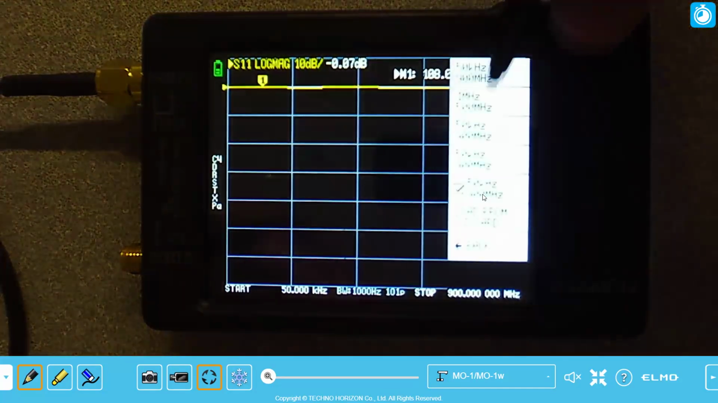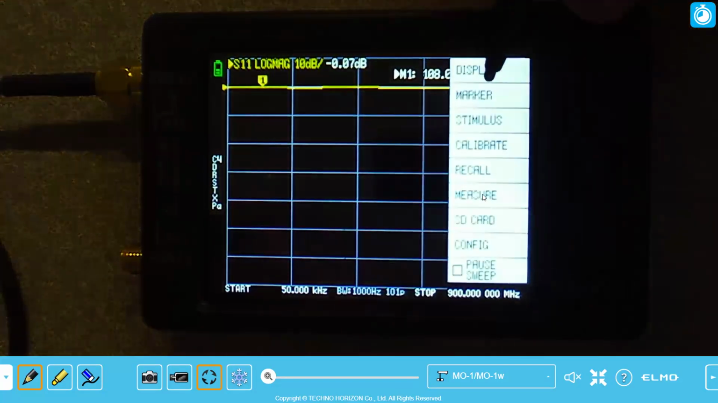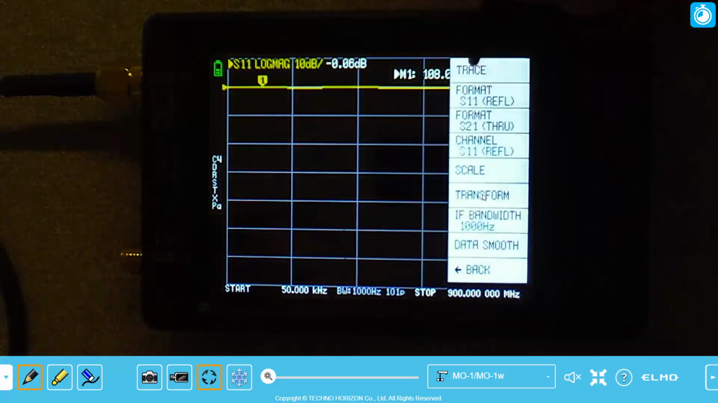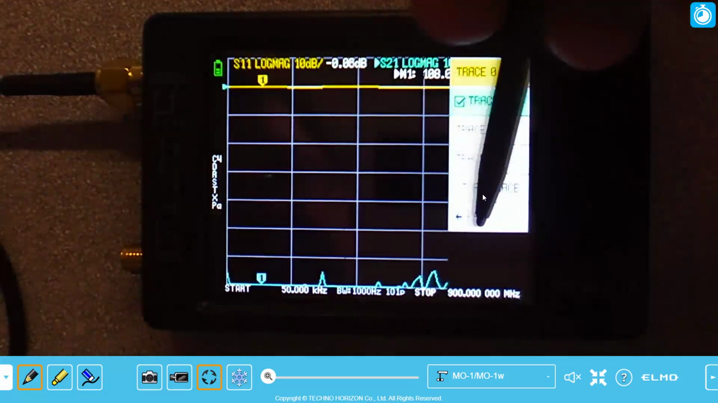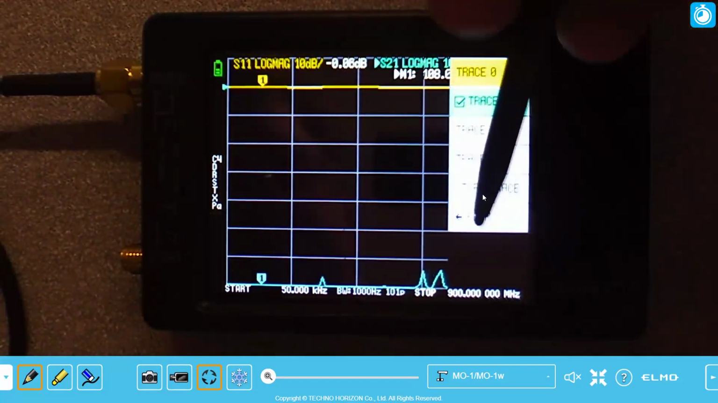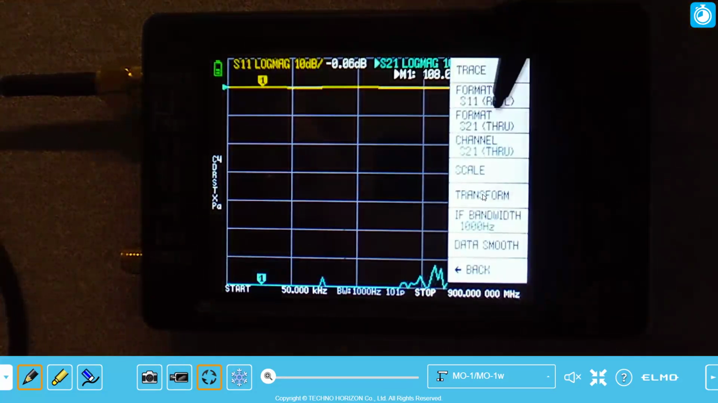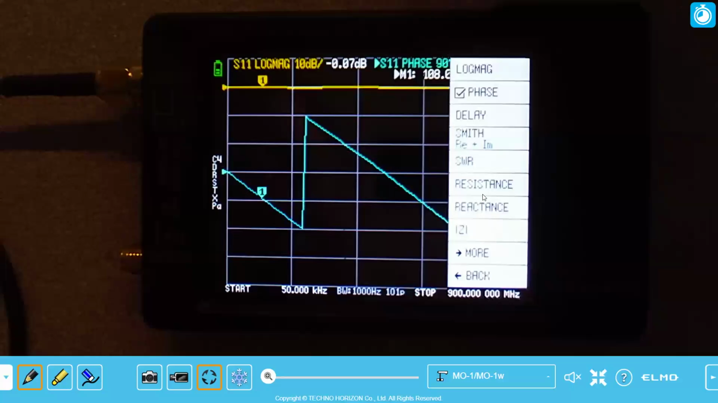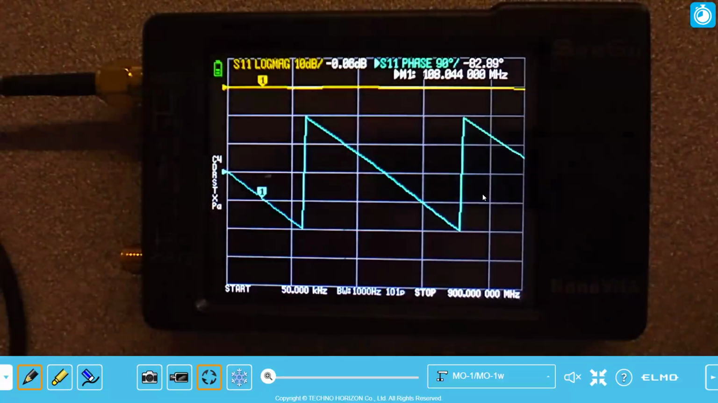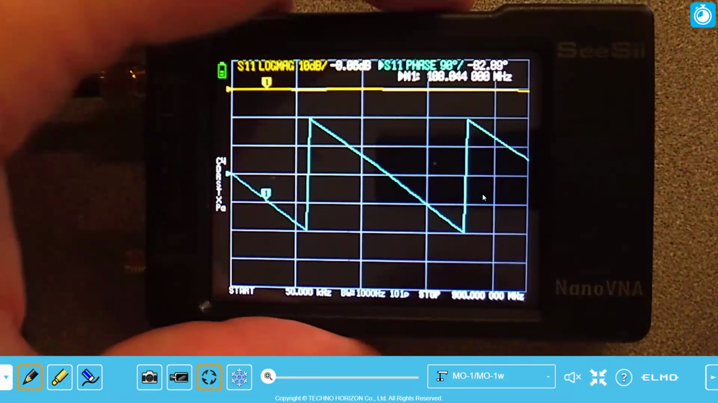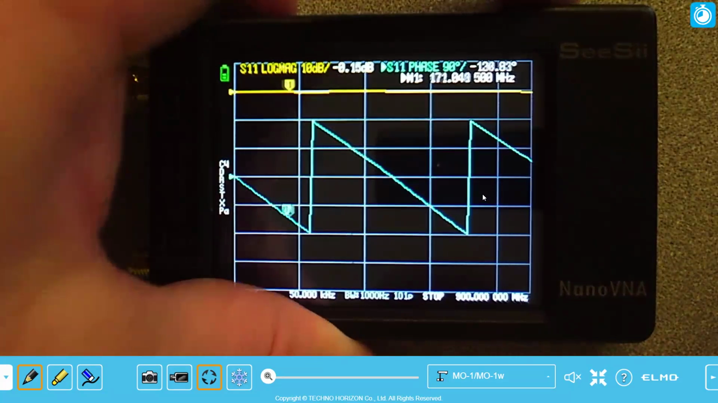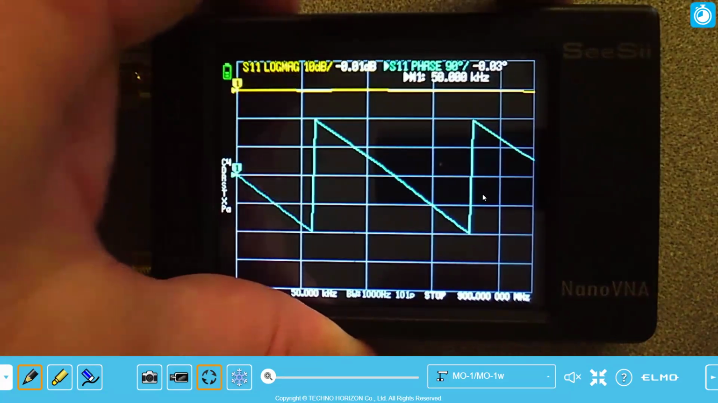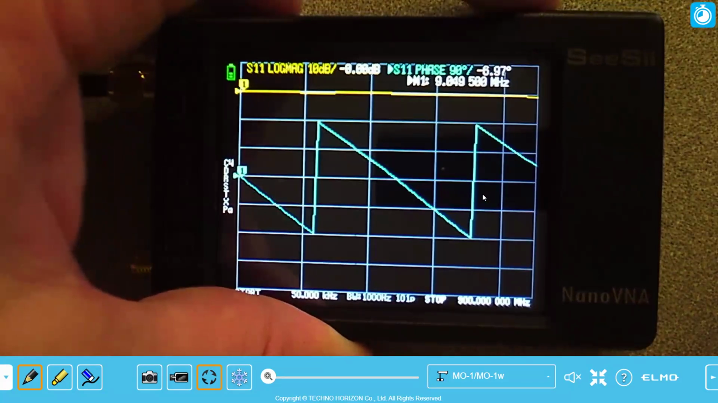Now, if I want to display the phase, I can go back and display trace. We can make the second trace a different mathematical calculation of the same data. So it's the blue trace, and now we want to tell it the format for the blue trace will make it phase. So now you can see the phase is evolving with frequency, and we can find the phase at 500 megahertz by moving this marker.